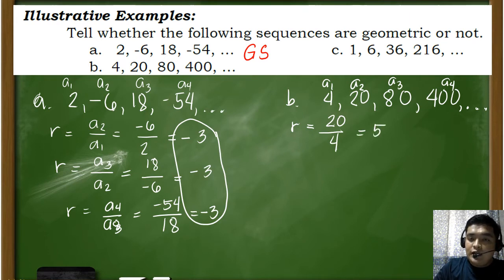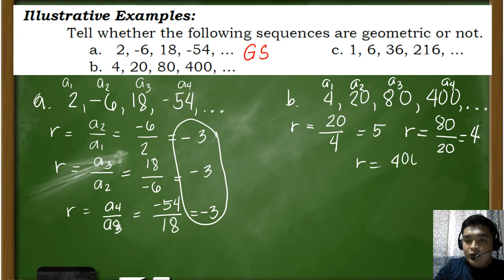How about the second? 80 divide 20. What is 80 divide 20? That is 4. Right? How about the third one there? 400 over 80. Okay, that is 5. Okay.